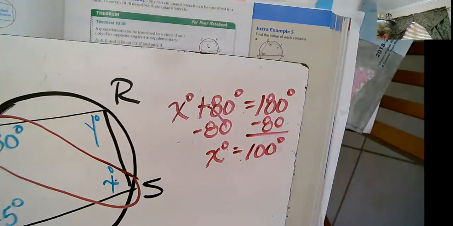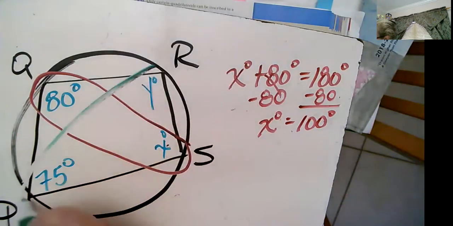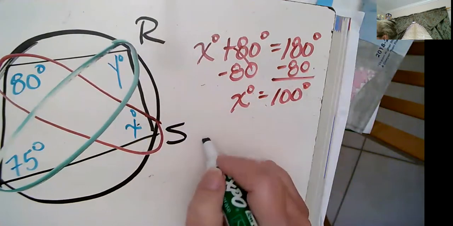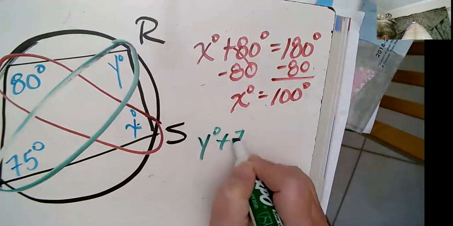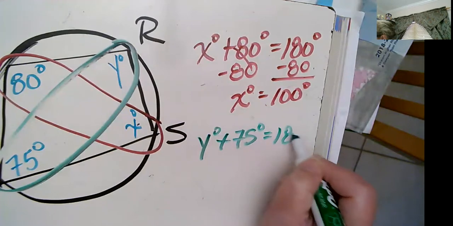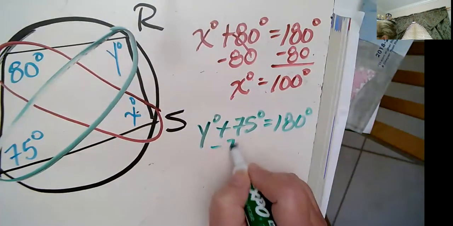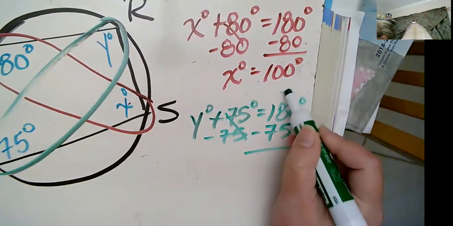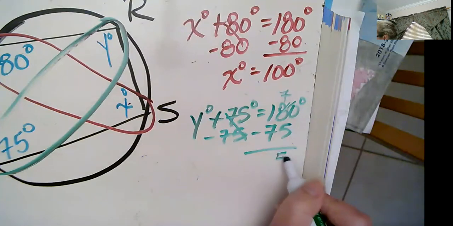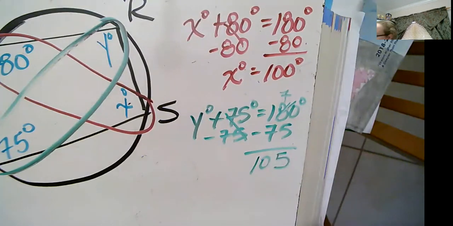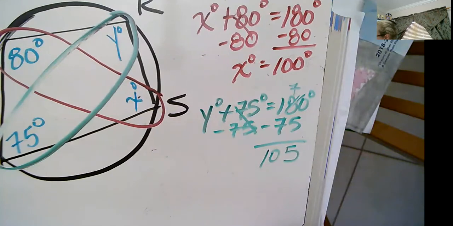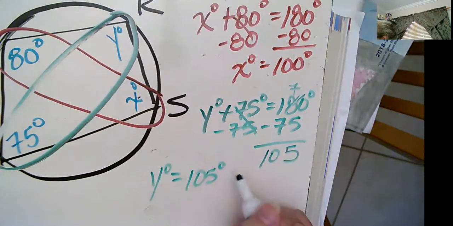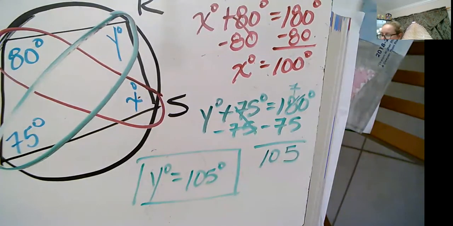Now to find Y, these two are also supplementary. So that means they have to add up to 180. So Y degrees plus 75 is equal to 180, minus 75, minus 75. 7, 10, 5, 105. I'm sure Drew did that in his head in 5 seconds. So Y degrees is 105.